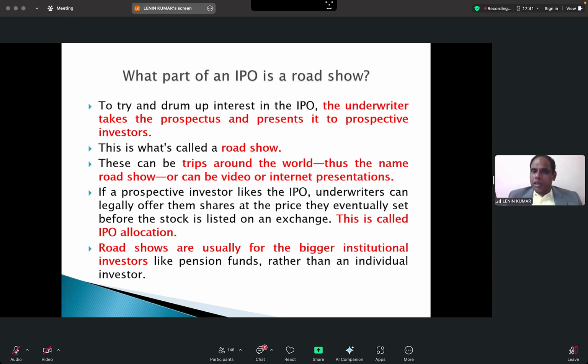Road shows are usually for the bigger institutional investors. Don't think roadshow means they'll just go by the roads and do marketing. No. NBD will go, as I mentioned in the last point, to the bigger institutional investors. That means corporate companies who are going to invest in bulk. So NBD will go and visit them. So this particular point is called a roadshow.